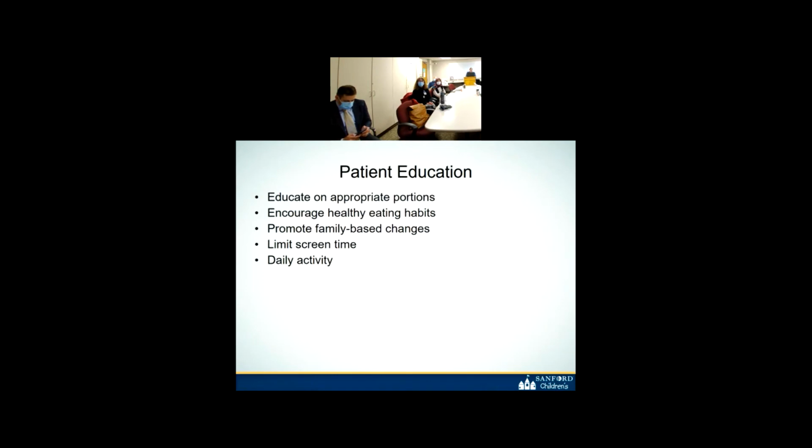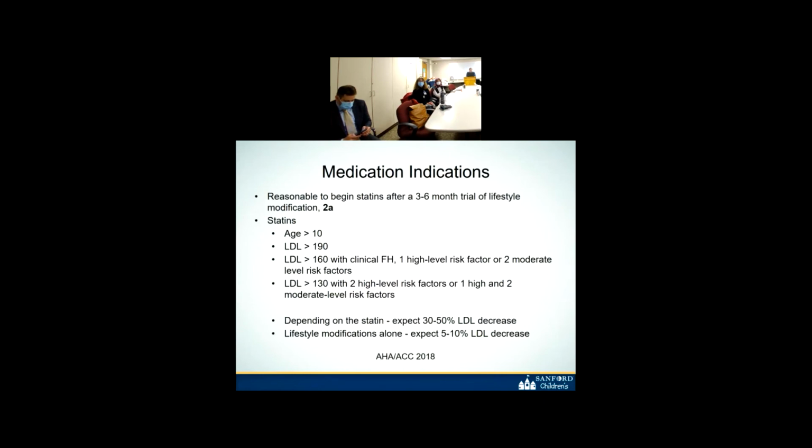We focus on patient education, educating on appropriate portions, healthy eating, family-based changes, limited screen time, daily activity. And then in terms of medications, it's reasonable to begin statins after a 3 to 6 month trial period of lifestyle modifications. So that's both the activity, the diet, the exercise. It's reasonable if after doing that for a good 3 to 6 months, if you're unable to see those LDL levels come down, to start statins.